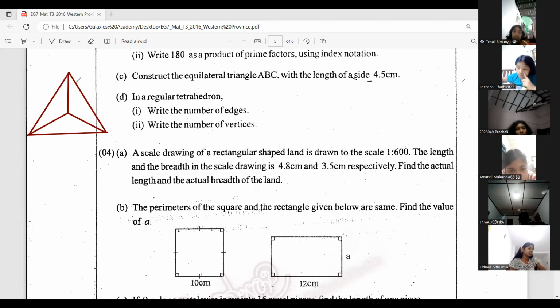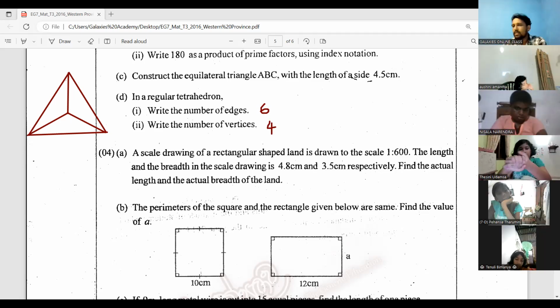How many edges of this one? Look at the bottom. 1, 2, 3, 4, 5, 6. How many edges? 6. How many vertices? 1, 2, 3, 4. This question does not ask about the faces. How many faces? There are 4 faces. I think you remember I gave the table at the end of this lesson about cube, cuboid, regular tetrahedron, and also I don't remember the other.